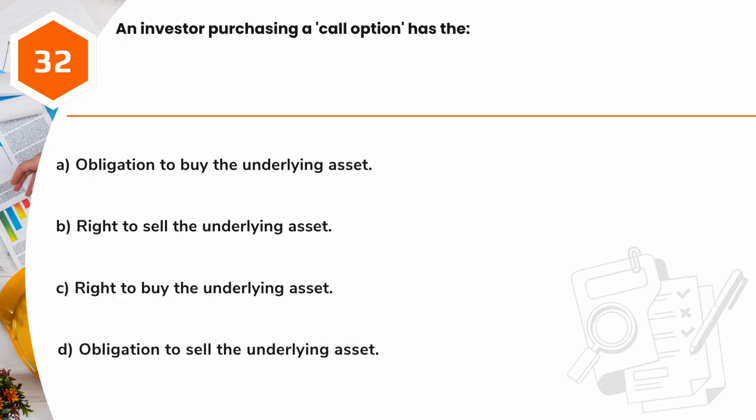Question 32. An investor purchasing a call option has the A. Obligation to buy the underlying asset. B. Right to sell the underlying asset. C. Right to buy the underlying asset. D. Obligation to sell the underlying asset.